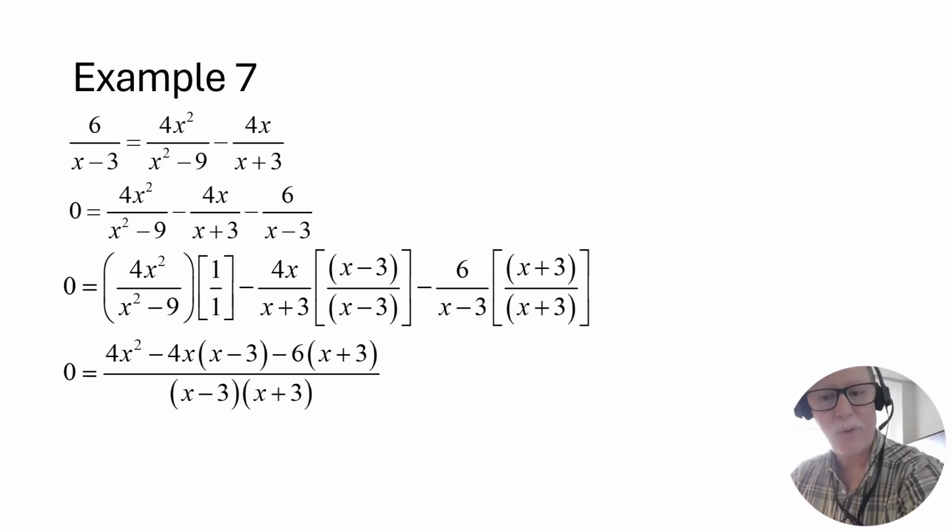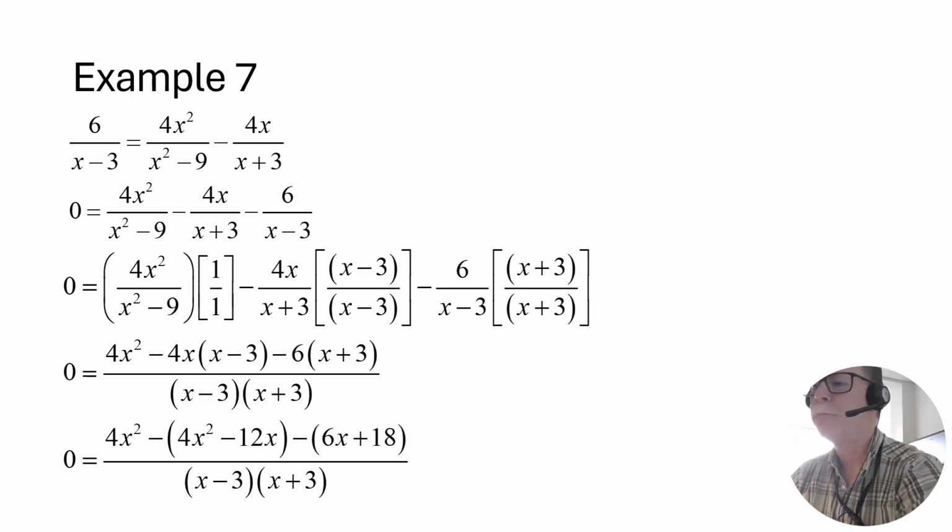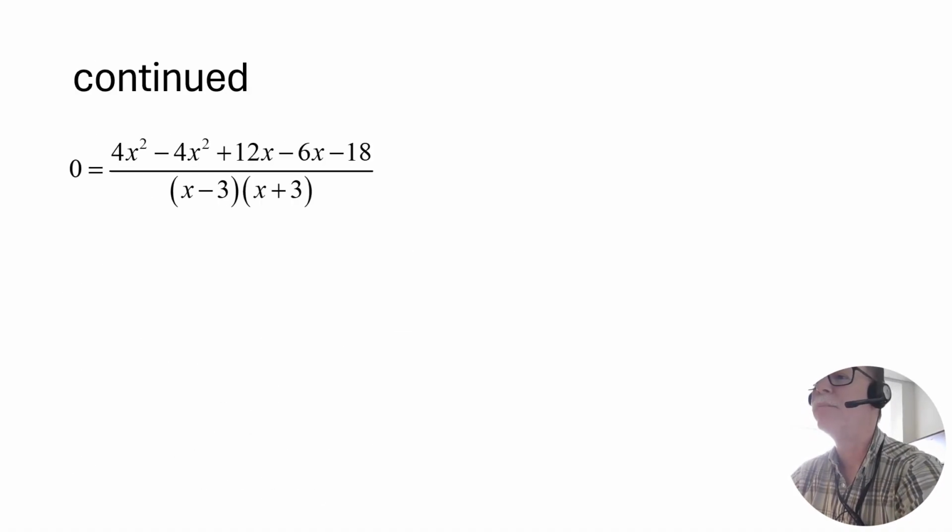And now I need to pay attention to the numerator, and I need to distribute and make sure I take care of that negative. So I'm going to do it in 2 steps. I think an earlier example I did in 2 steps: distribute the 4x and the 6, and then distribute the negative separately. So you see what I did there. And then in the next step, I'll distribute the negative. And now I'll start combining the like terms.